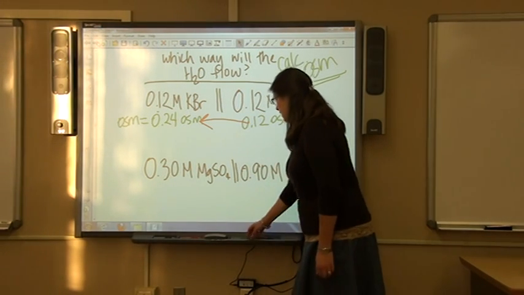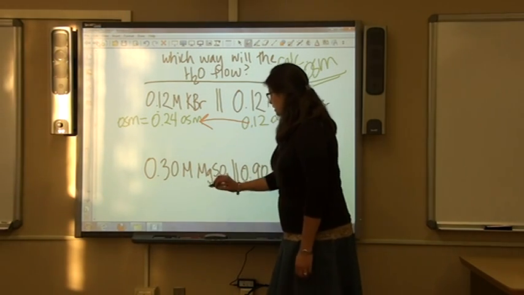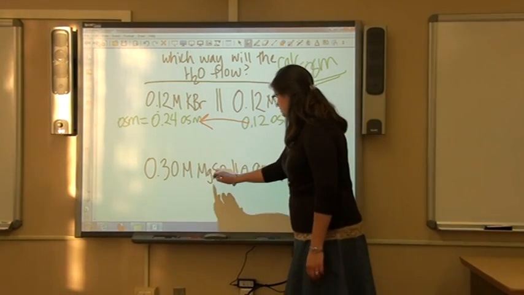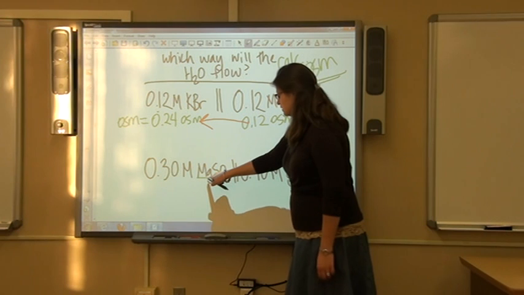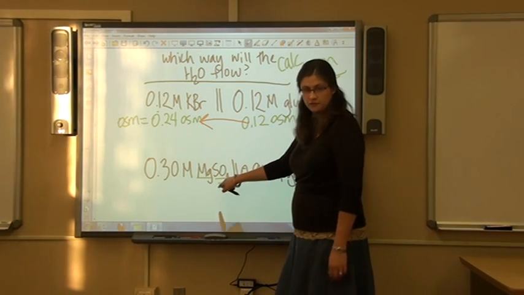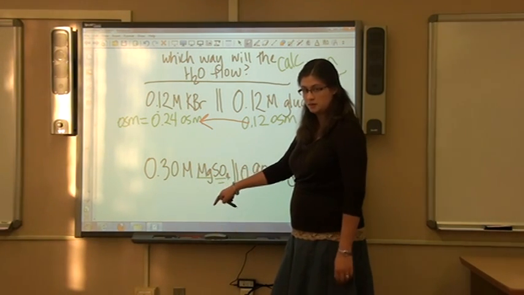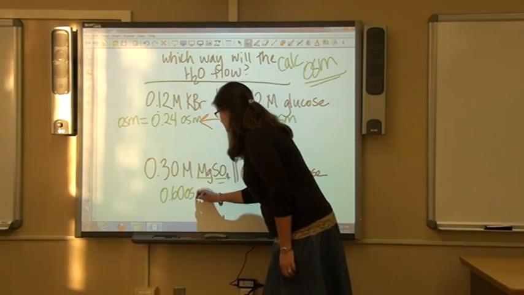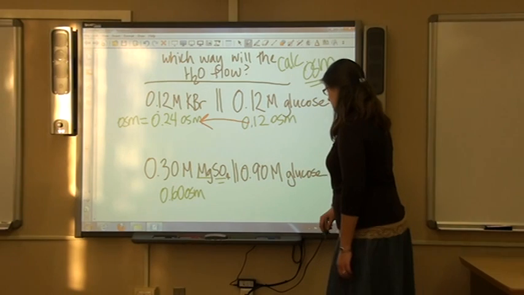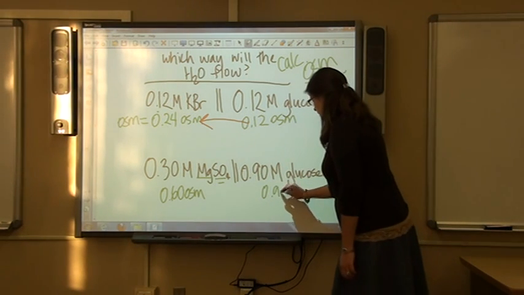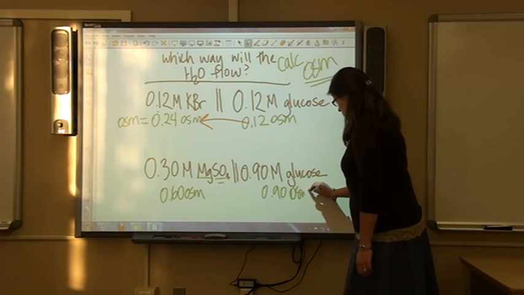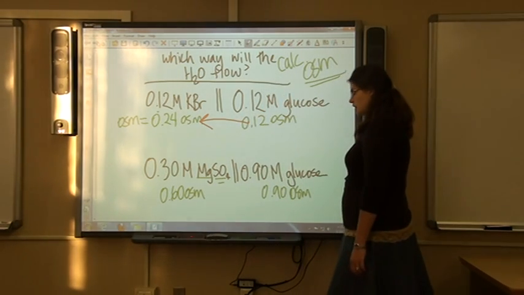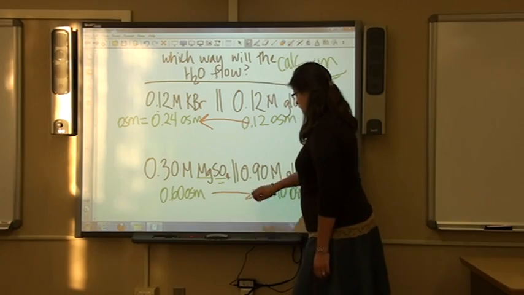Alrighty, let's calculate the osmolarity for this compound. Magnesium sulfate is a common drug that's prescribed. There's one of these and one of these. Sulfate does not get broken apart. That's a polyatomic ion. So our osmolarity here is 0.60. And on this side, it's going to be 0.90. Which way does your water flow? From low to high. From left to right.